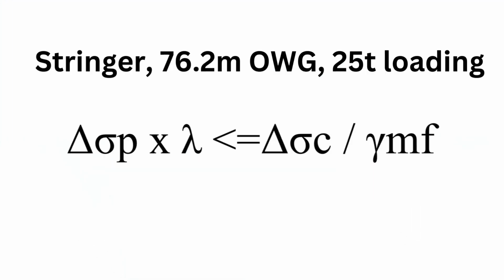Let's take an example of a stringer of an open web girder, and let's try to calculate its residual fatigue life. For this purpose, we will use our basic equation for fatigue calculations as described previously in the video. The first parameter which needs to be found out is stress range, delta sigma p. This can be obtained from the stress sheet. As we have already discussed, we can find out the stress range of any bridge component from the stress sheet already available in the drawing series.